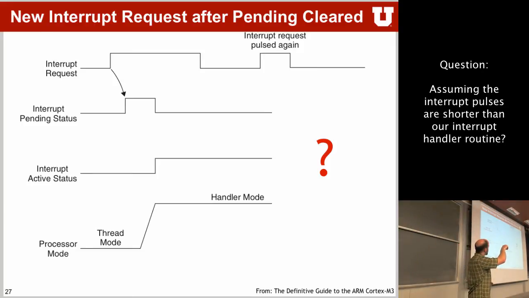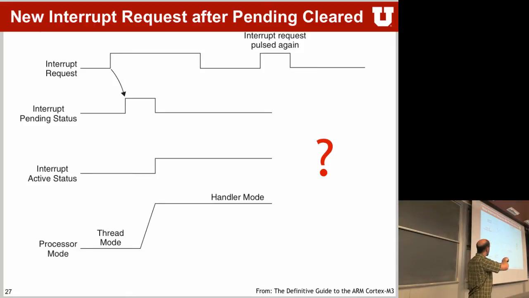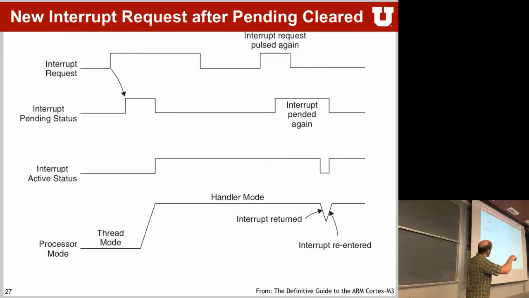Interrupt request happened. Pending bit will get set. We go into active mode. In the handler, we clear the interrupt. And then we start processing and doing something for this particular handler. And then this pulses again. But we're still in interrupt handler mode. What will happen to the pending bit? It will go high. Right? Pending will go high. We go out, but because we're out and the pending is high, we will go right back into our handler.